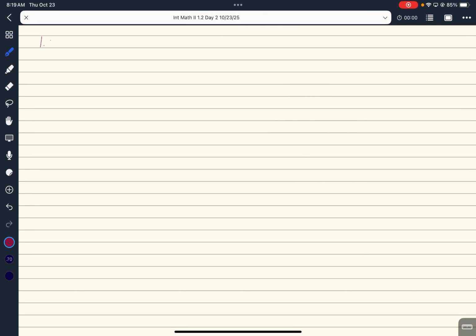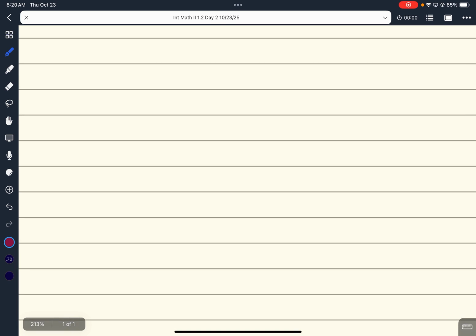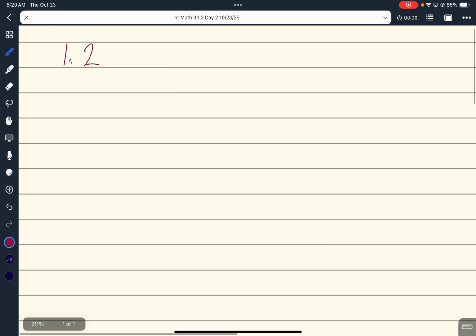With our 1.2 notes. That's really thin, isn't it? And that title was Rational Exponents. Rational exponents and properties of exponents.